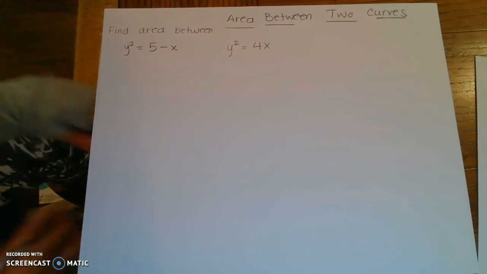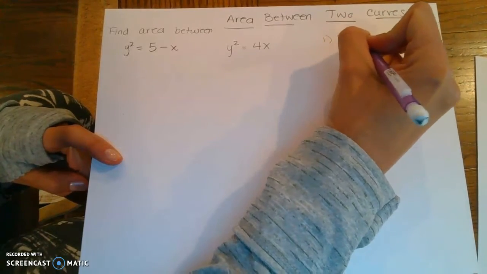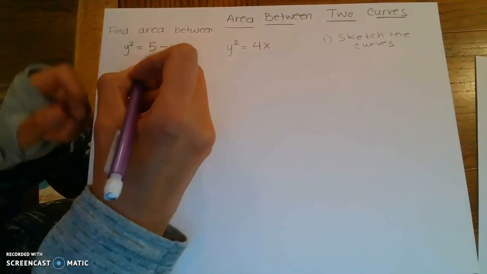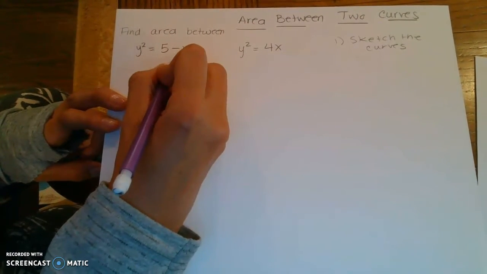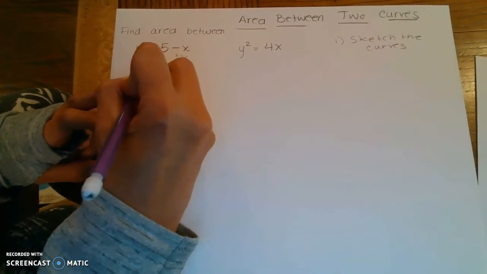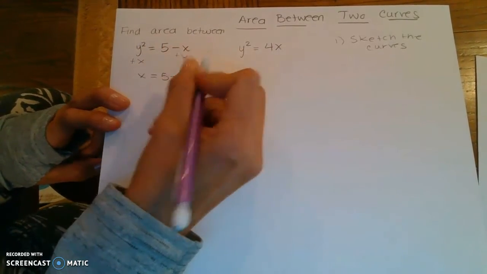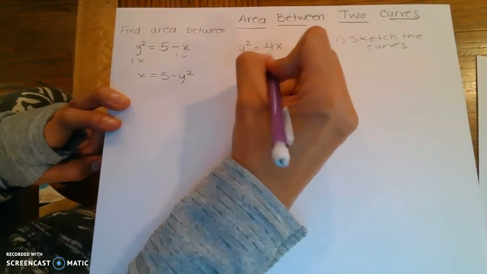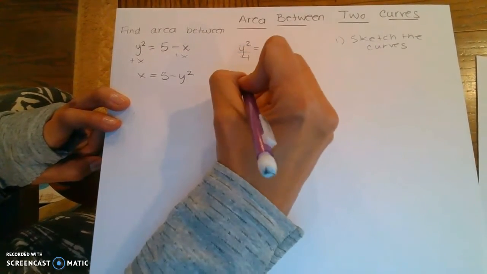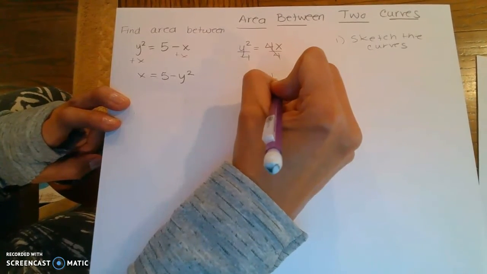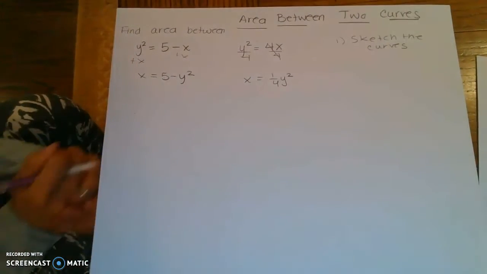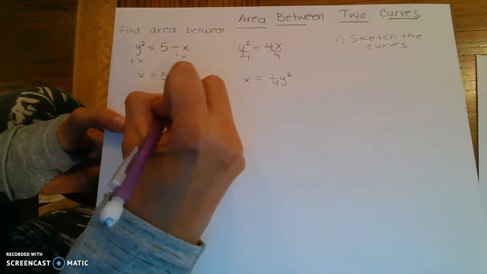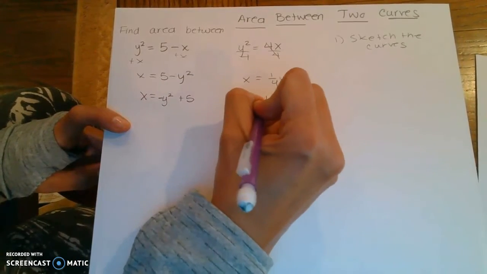That's always my first idea, that you should try to sketch the curves. If I want to sketch this, I'd like to get this in the form of x equals. So I go ahead and add the x here and subtract the y, and I get x equals 5 minus y squared. In this case, it's almost solved for x. I just need to get x by itself by dividing by 4, and I get that x is equal to 1/4 y squared. So now I have my two functions, and this is the same thing as x is equal to negative y squared plus 5, and this is x is 1/4 y squared.